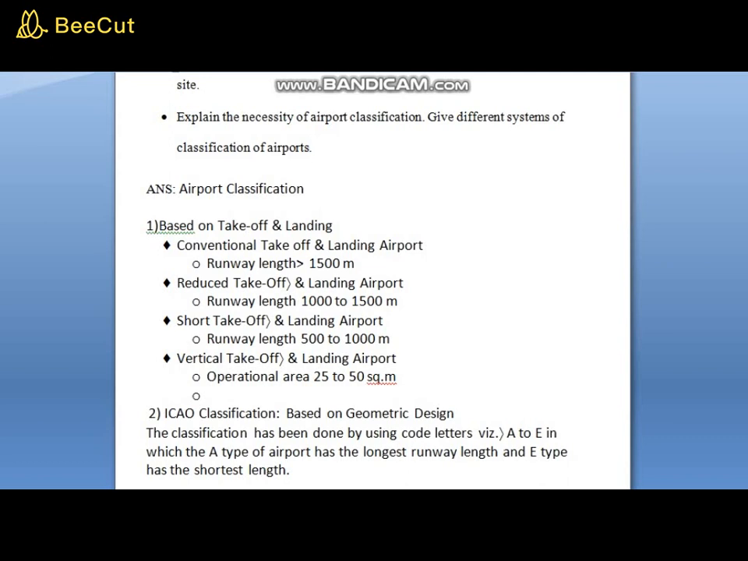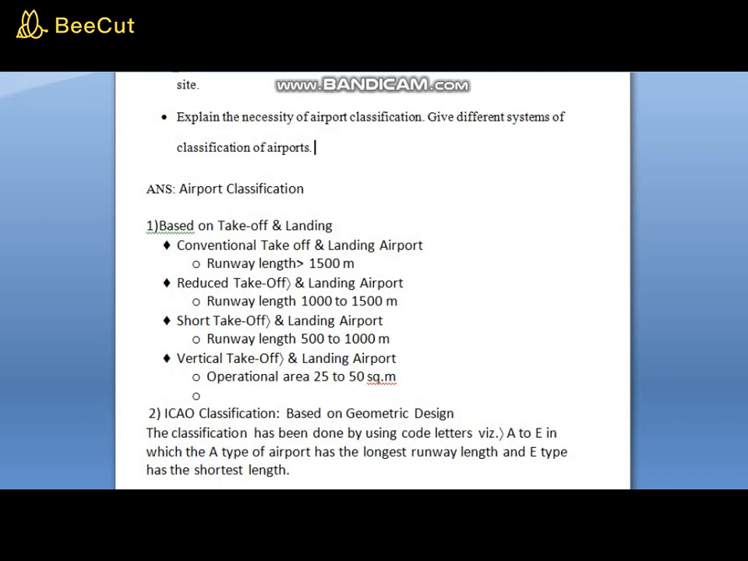Airport classification. The first classification is done based on takeoff and landing. Conventional takeoff and landing airport: if the runway length is greater than 1500 meters, then we call it a conventional takeoff and landing airport. Then we have reduced takeoff and landing airport, if the runway length is between 1000 to 1500 meters.